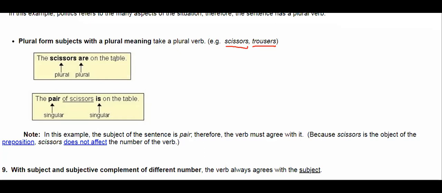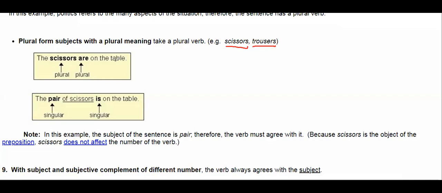Okay, so learn to incorporate the words in your everyday life. When you incorporate them in your everyday life and start using them, you will automatically start using the correct form of verb. We normally say the scissor is on the table. It's not scissor, it's always scissors. Okay, and obviously you will use the word are.